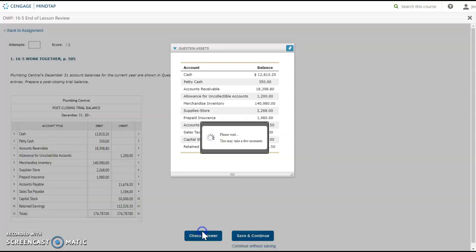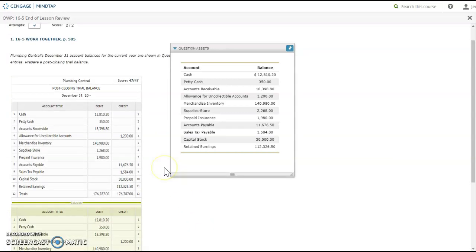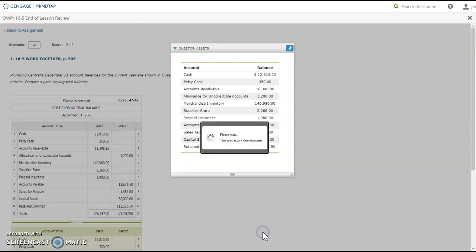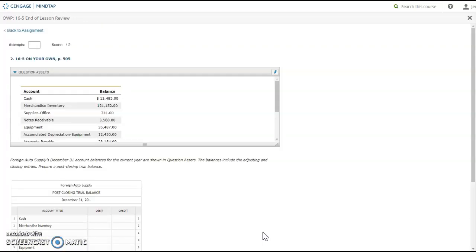And I'm going to go ahead and check my answer. Looks like everything looks good, so save and continue. That was it for the 16.5 work together. So you can now go ahead and do your 16.5 on your own.